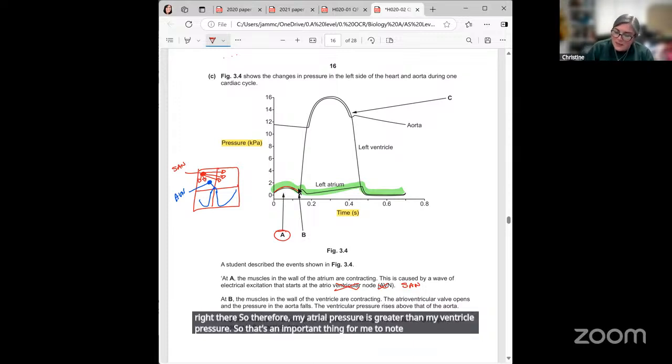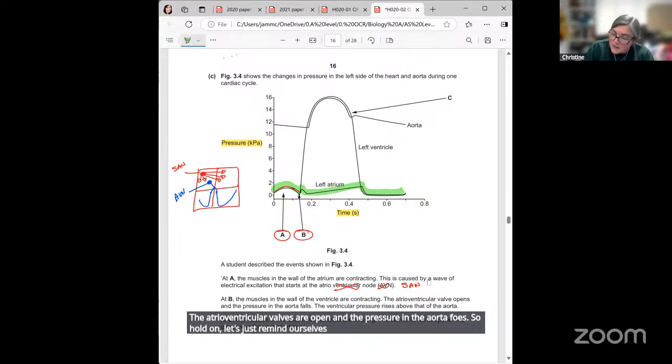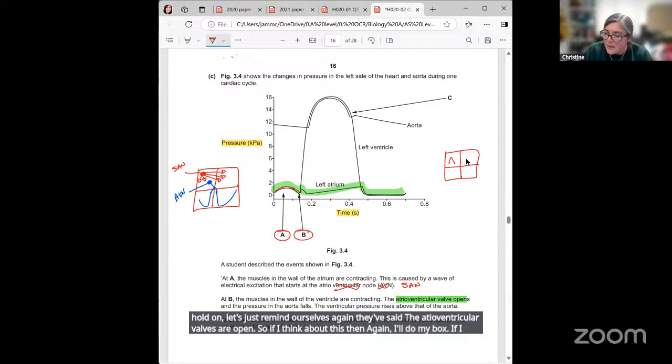Then it goes on and says, at B, the muscles in the wall of the ventricle are contracting. So here we go at B. The atrioventricular valves are open and the pressure in the aorta falls. So hold on, let's just remind ourselves again. They've said the atrioventricular valves are open. If I think about this then, again, I'll do my box. If I split it up, I've got my atria at the top, my ventricle underneath.